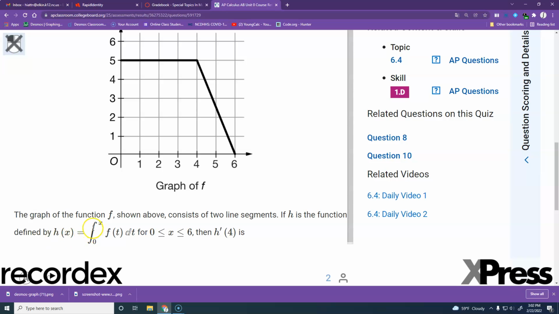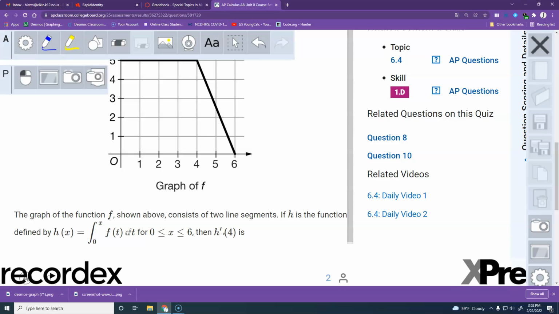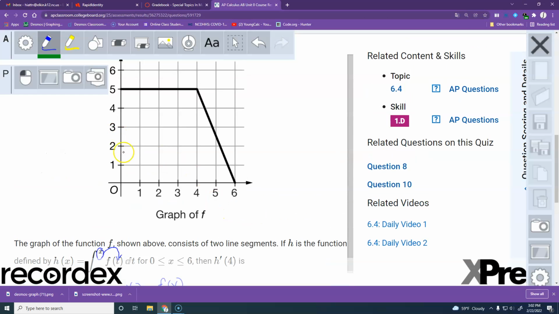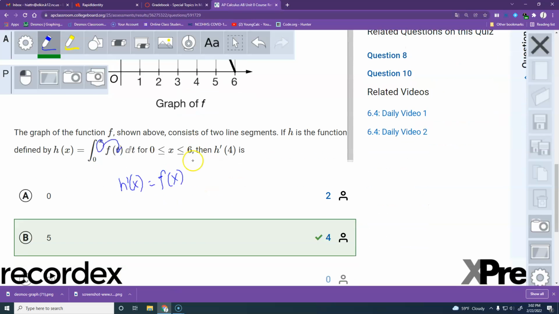So this was just understanding what it is. H is the integral. That's the area under the curve from 0 to 6. Then for H prime, when we take the derivative of the integral, we just take the x, plug it in right here, and we get f of x times the derivative of x, which is 1. So h prime of x just equals f of x. To find h prime of 4, you would just go to 4. Your y coordinate is 5, so 5 would be your answer.